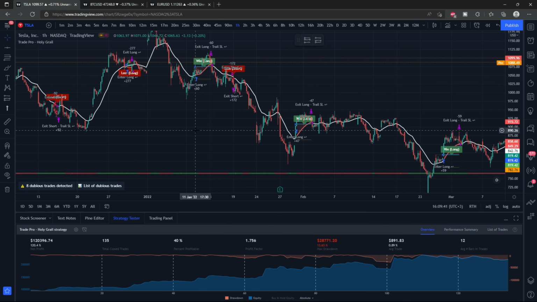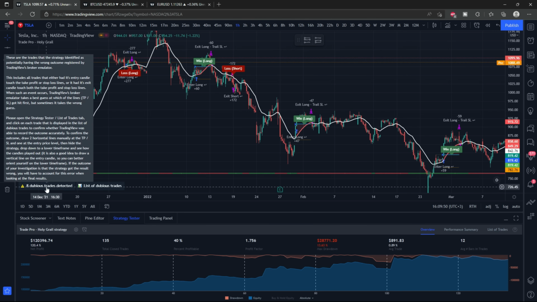Now, an important thing to talk about with the TradingView backtesting results is the potential for dubious trades. Here we have 8 dubious trades detected, and I'll talk about what that means. It's all written out here. So let's talk about this. These are the trades that the strategy identified as potentially having the wrong outcome registered by TradingView's broker emulator.